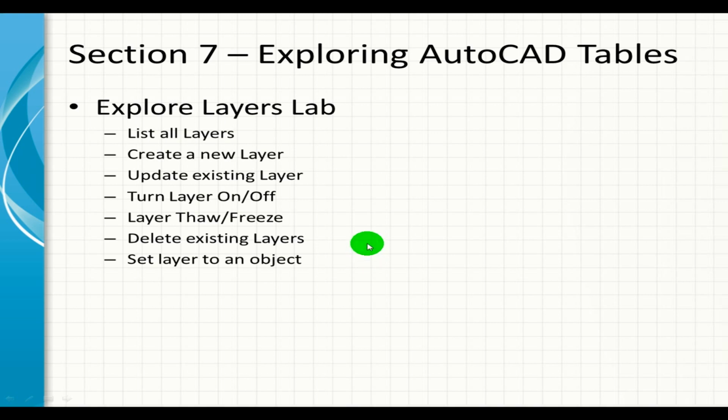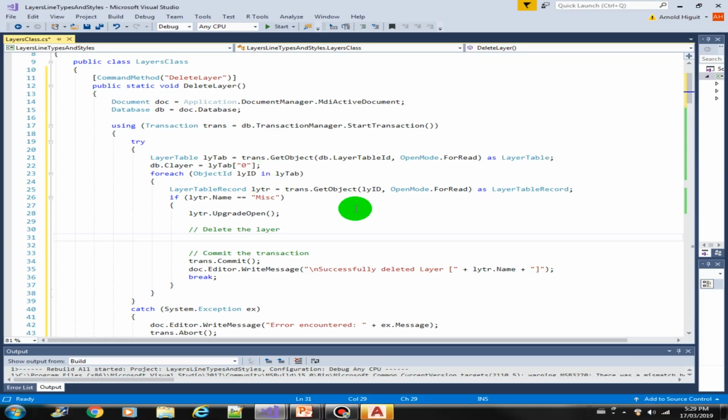Welcome back to our exploration of AutoCAD layers. In this lab, we're going to learn how to delete an existing layer. So I have created here a new method called delete layer with the same command method.